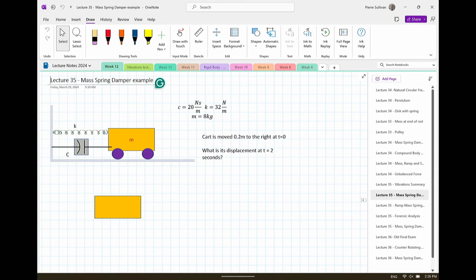I have a damper which has a coefficient of 20 newton seconds per meter. I have a spring constant of 32 newtons per meter and a mass of 8 kilograms. The cart is moved 0.2 meters to the right at t equals 0, so I know x at 0 is 0.2 meters. What is the displacement at t equals 2 seconds? So I've let it go. I'm going to let it vibrate over a very short distance, and then I'm going to solve for it.